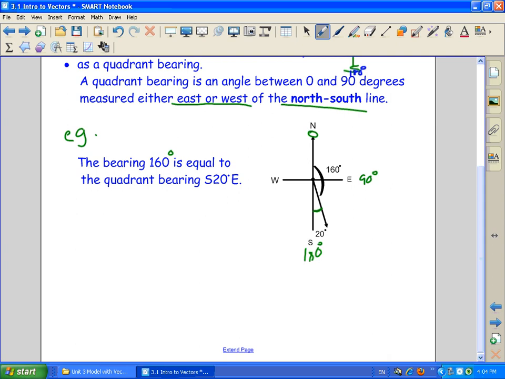Now to find out how to put it in quadrant bearing, you take a look: am I closest to north or south? Well, we're closest to south here. Okay, and how many degrees off am I? I'm 20 degrees, and what direction am I? 20 degrees east. So the quadrant bearing is south 20 degrees east. Okay. So that gives you the quadrant bearing and the true bearing. All right, let's do some examples on the next page, see how we can do.